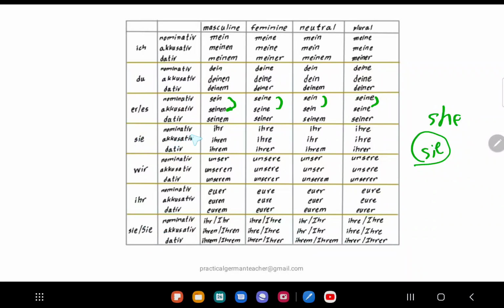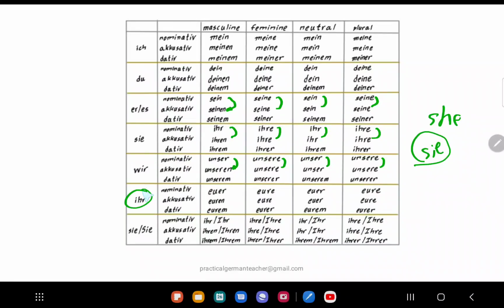So you have sie over here. Again, check, nominative is ihr, ihr for neutrum and masculine, same. Feminine and plural, ihre. Accusative, as I said, there is no change. Here, ihr becomes ihren, right? Let's look at wir, unser for masculine and neutrum. Then you have unsere for feminine and plural. When you go to accusative, no change. But here, unseren, right? N.